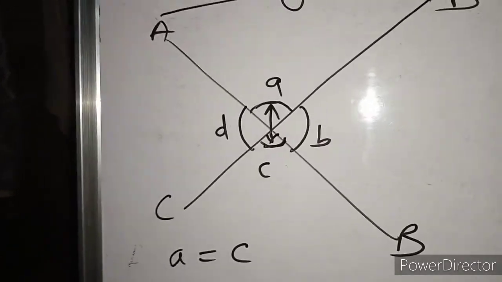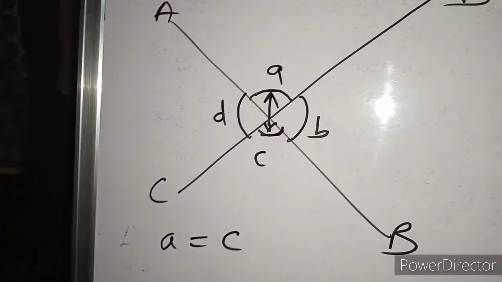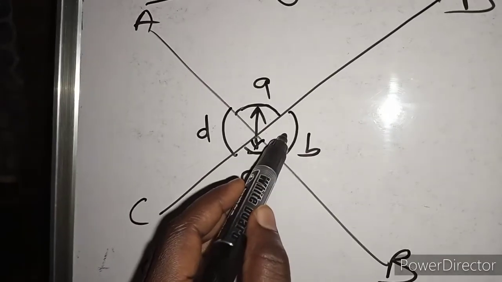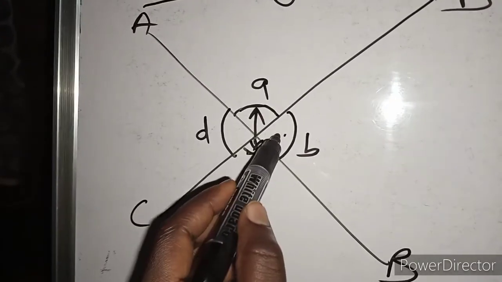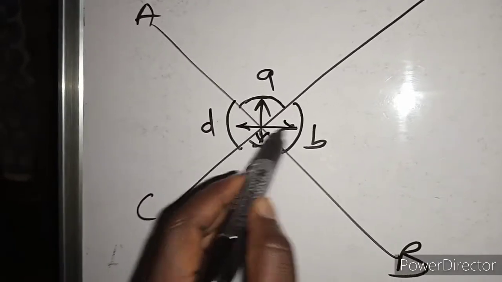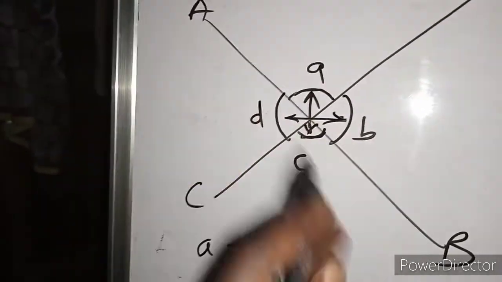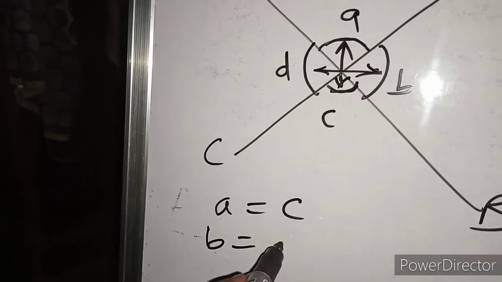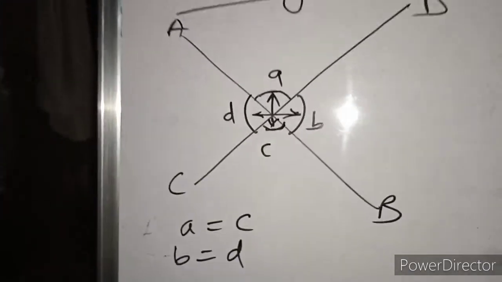Which other one? Shine your eyes. I mean, which other angles are facing each other? B and D. You can see that they are facing each other at the point of cross. Now, that means B is equal to D, because they are vertically opposite.